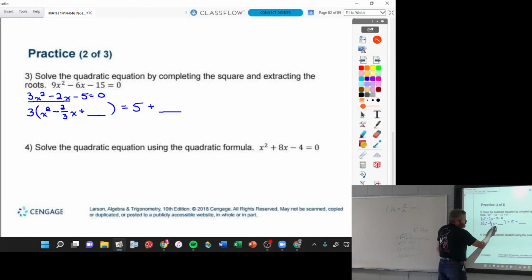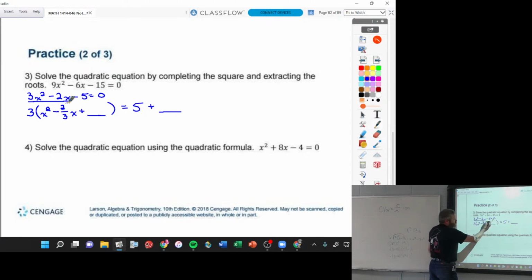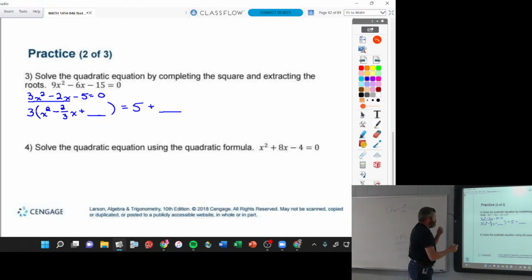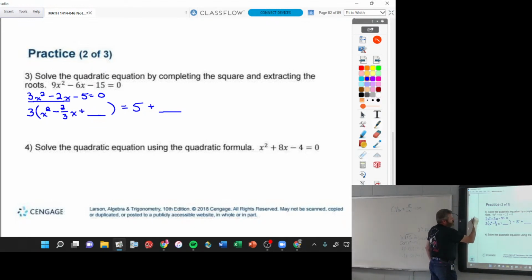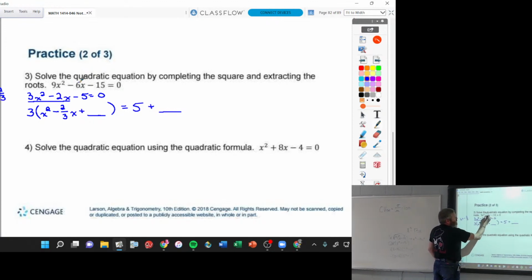So, again, I'm completing the square whenever A is 1. So I'm completing the square on x squared minus 2/3 x plus whatever, which means B is negative 2/3. B is not the negative 2 that I started with. It's not the negative 6 I started with. B is whatever it is when I get A to be 1.